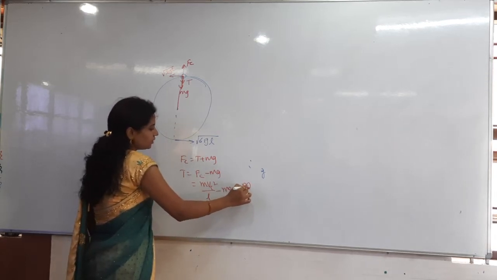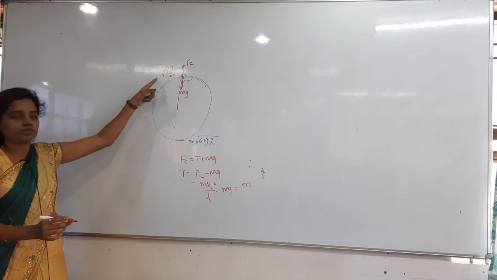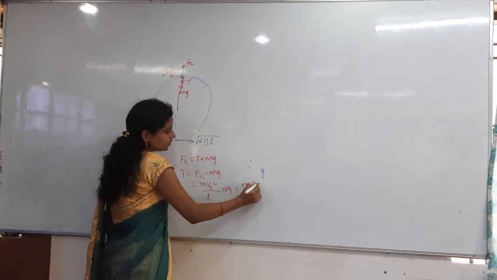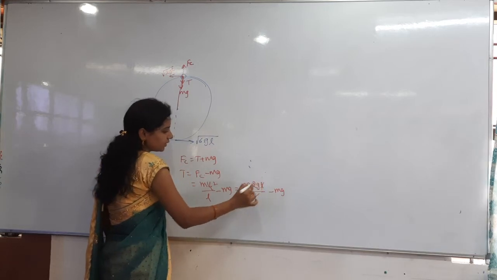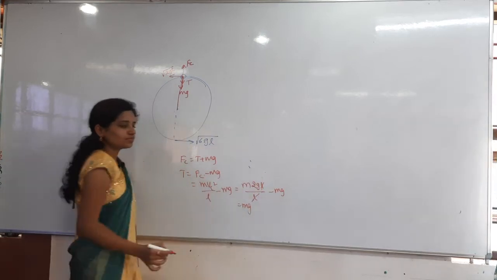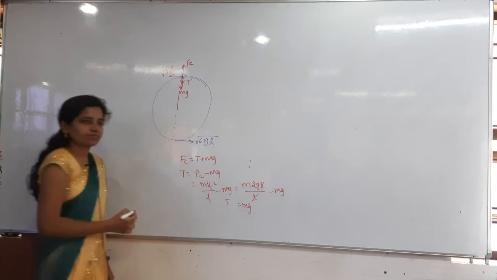So m into, what is the vc value here? Root 2gl, so it will be 2gl by L minus mg. Then L gets cancelled. What is the answer? mg. T is equal to mg.